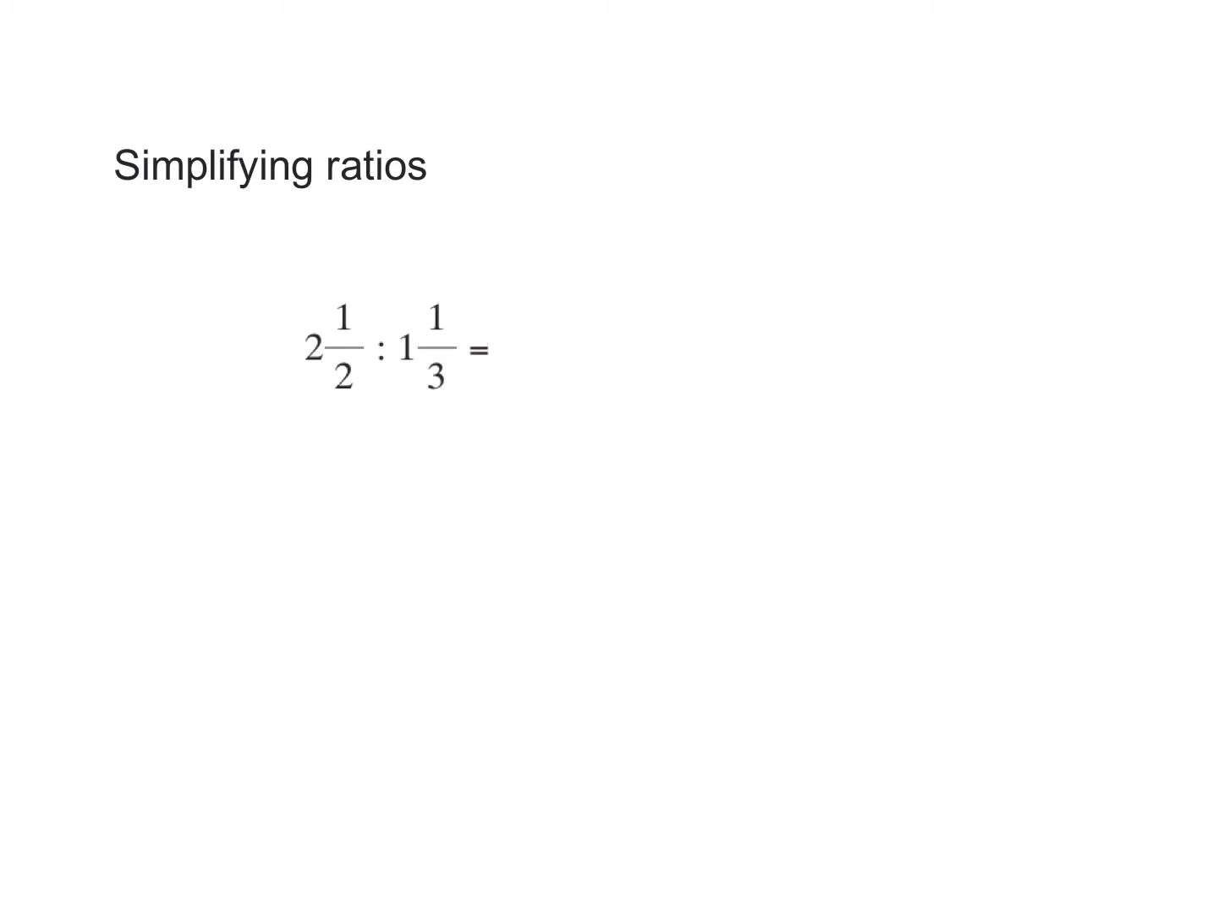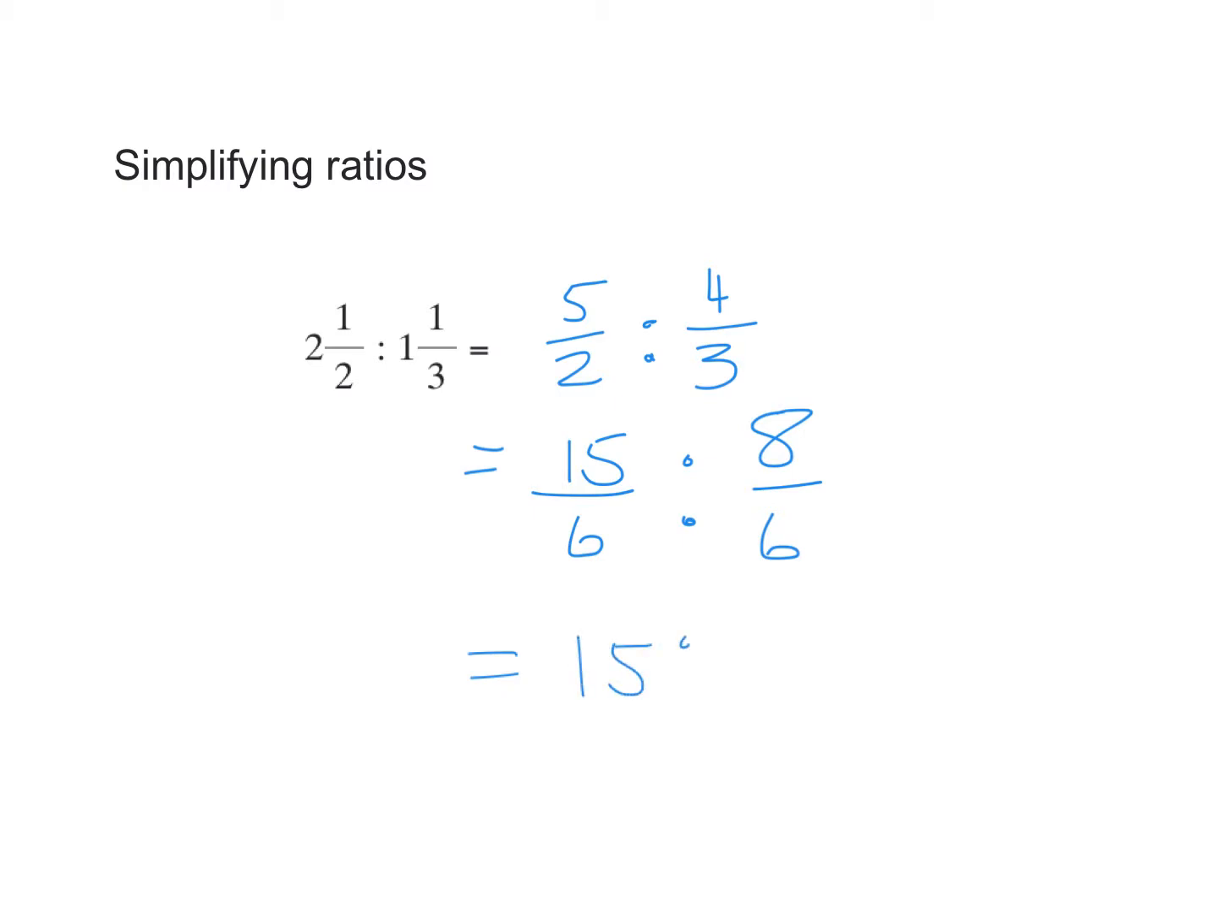Right, well, the first thing to do is turn them into improper fractions. So 2 2's are 4 and 1 is 5 over 2, to the ratio of 3 1's are 3 and 1 is 4 over 3. Okay, so that is my new ratio, but I now need to find common denominators. The common denominator of 2 and 3 is going to be 6. So 2 goes into 6 3 times, so 6, and 3 5's are 15. So the ratio of, how many times does 3 go into 6? Twice, so 2 times 4 is 8 over 6. So all we do now is discard these 6's and we're left with 15 and 8. So our new ratio is 15 to 8.